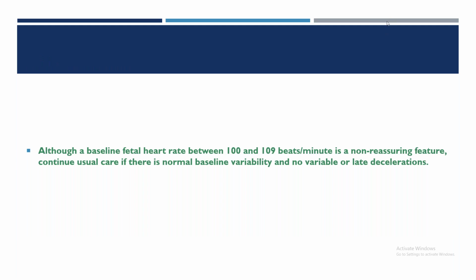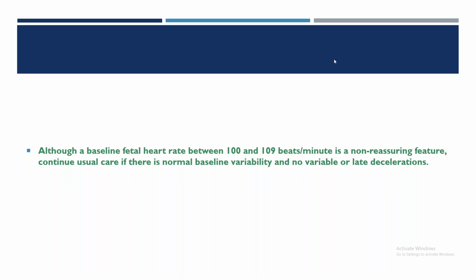Now, the baseline, if it looks non-reassuring, that means it is between 100 to 109. But if it is associated with normal variability and there are no decelerations, then it is taken as a reassuring thing only. So if the baseline is somewhat non-reassuring, that is 100 to 109, but the other characteristics are satisfactory, that means variability is normal and there are no late or variable decelerations, the CTG is considered as normal only. Okay.